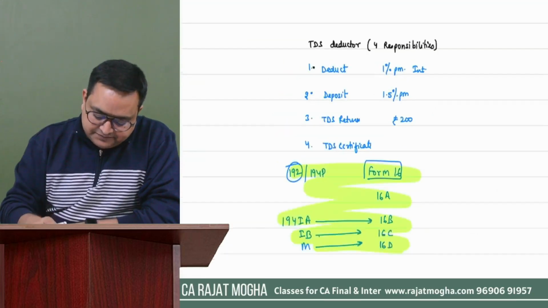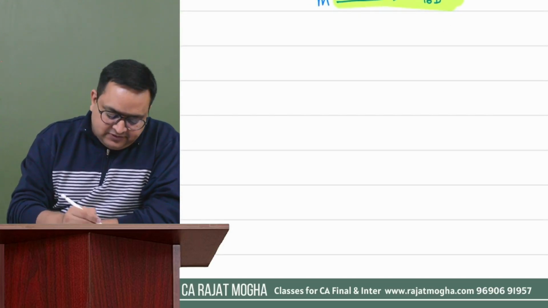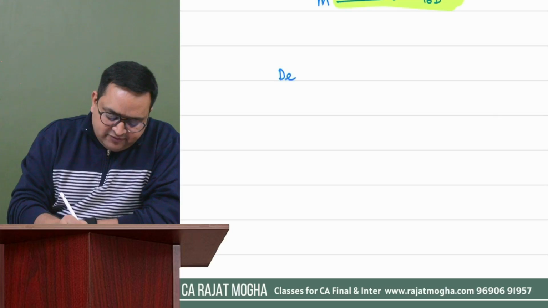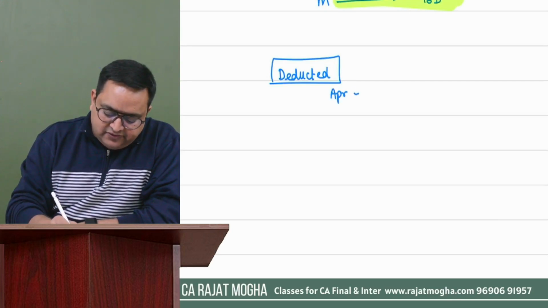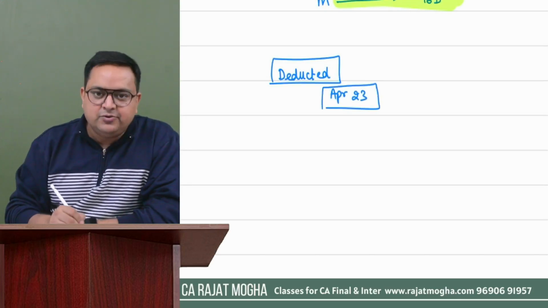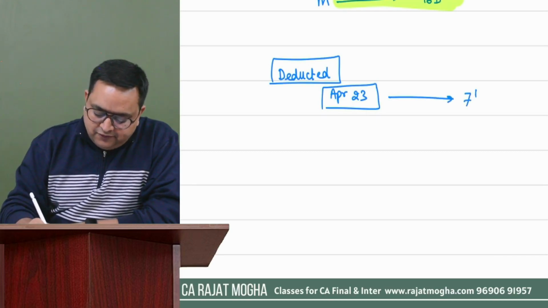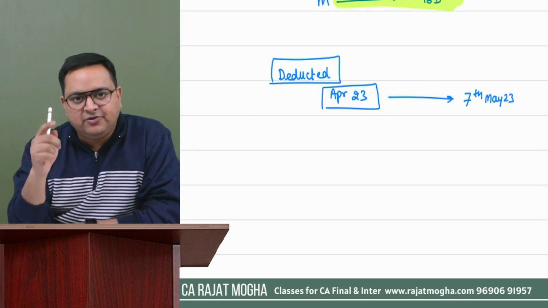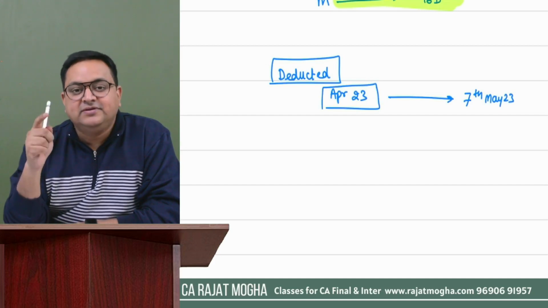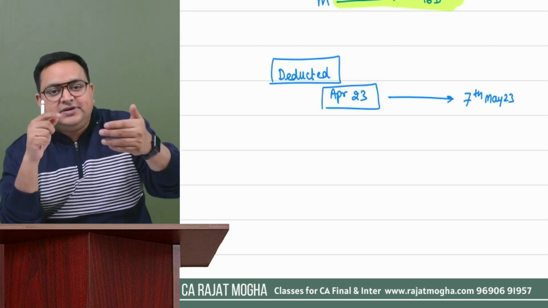So I'm again repeating. The first responsibility is to deduct the TDS. Once the TDS is deducted in any month, let's say in the month of April 23, then you should deposit this amount by 7th of May 23. If you do not deposit, then we will levy interest on you. How much interest? If you have not deducted, then 1%. If you have not deposited, 1.5%.